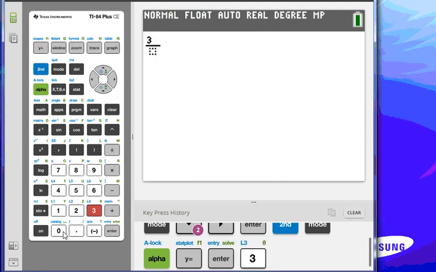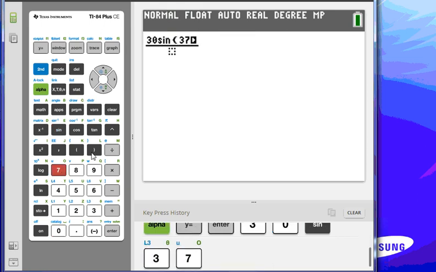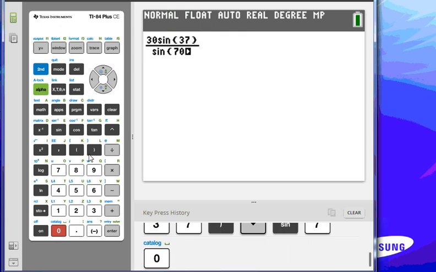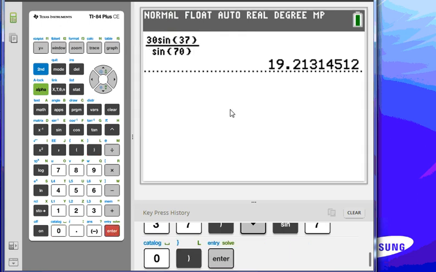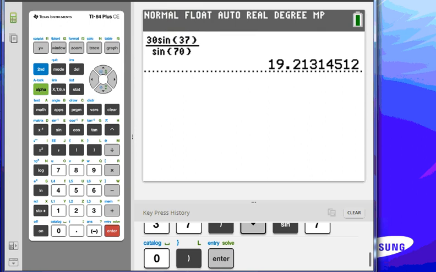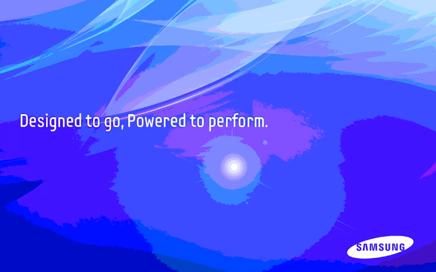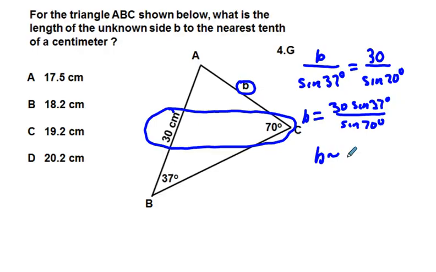So 30 sine 37 degrees over sine 70 degrees. And for that, 19.2. So about 19.2. And it's going to be approximately, there we are, answer choice C. Next.